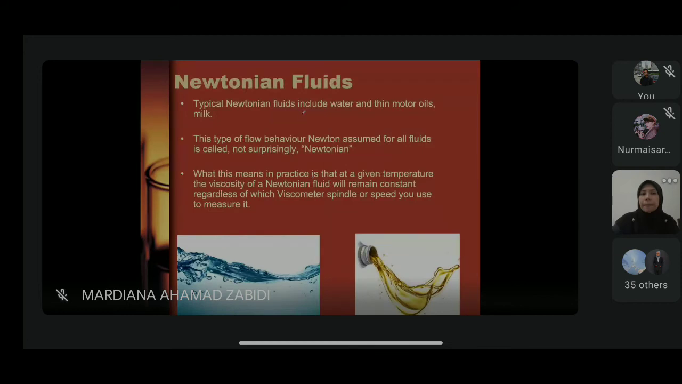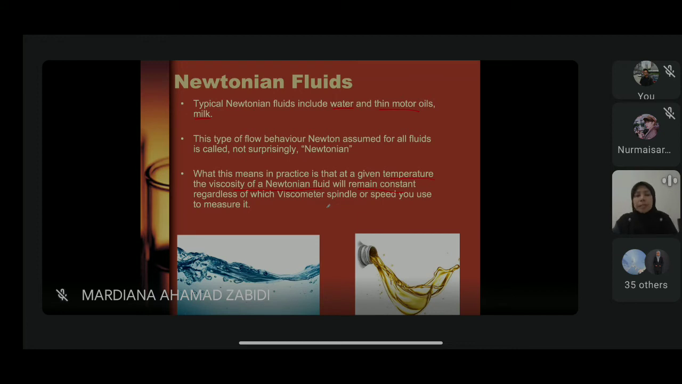Okay, example typical Newtonian fluid include water, okay, thin motor oils, and then I ada tambah dekat sini milk, susu pun sama. Thin milk, I'm talking about thin milk, susu biasa, bukannya heavy cream ke ataupun whipping cream ke, no. This one just milk. Alright, so the behavior of this particular fluid is known as Newtonian fluid. Okay, and this one I have given just now. Regardless of the temperature, regardless of the time, the viscosity of Newtonian fluid will remain constant.